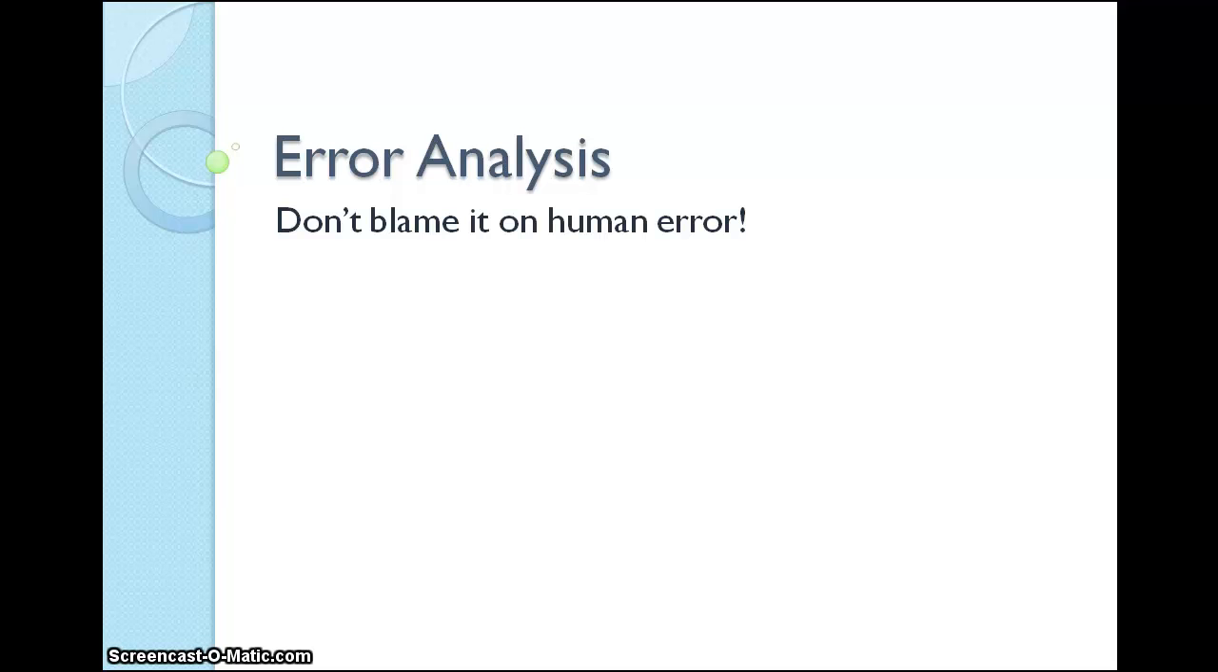Don't blame it on human error. Keep that in mind when you're writing up your lab conclusions. We are going to be doing a continuation from the measurement podcast that I already did, talking about precision when we're talking about a measurement, and we're going to be talking about accuracy, precision, and different types of error for you to use or to be able to explain when writing up a lab report.